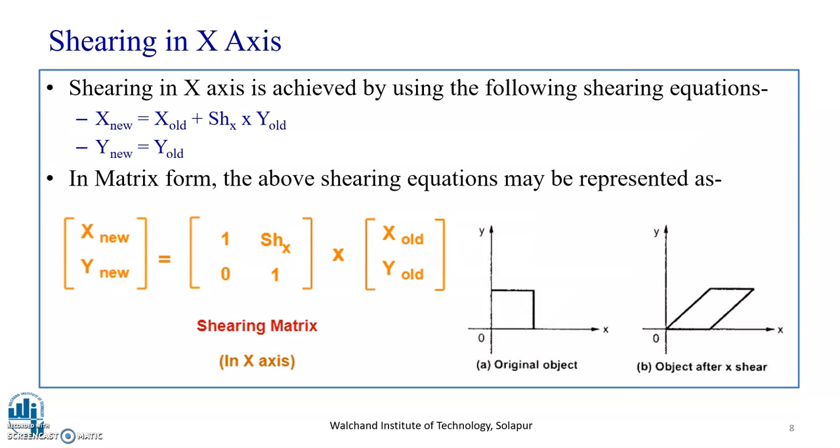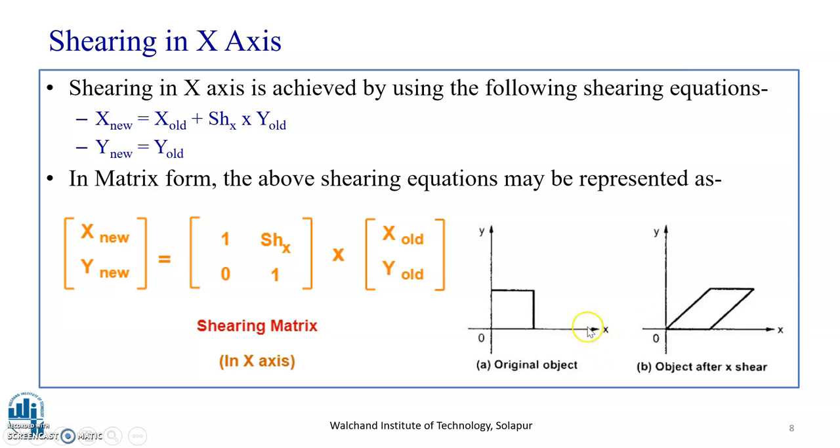As you can see in the diagram, this is the original object. When we apply shearing in x direction using the following shearing equation, the change in the original object is observed only in the x direction. You can see here: x new is equal to x old plus shx into y old, and y new is equal to y old. There is no change in the y coordinate.